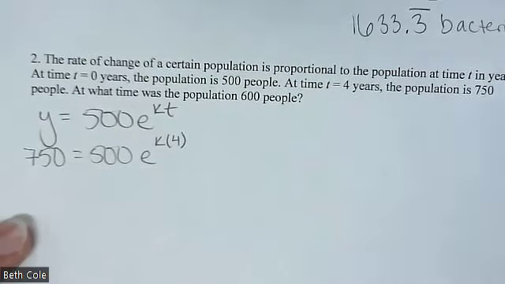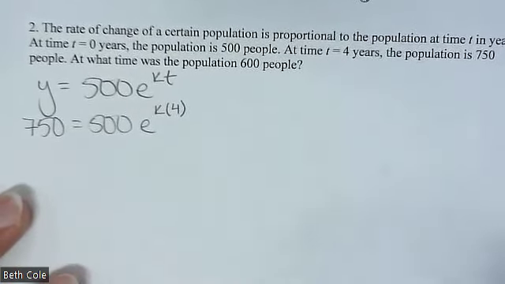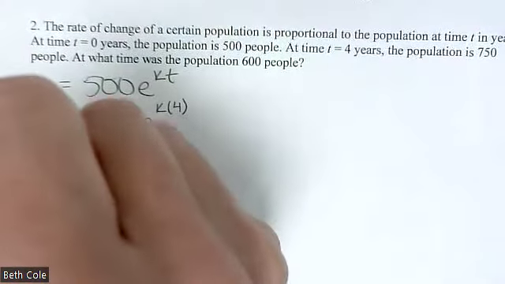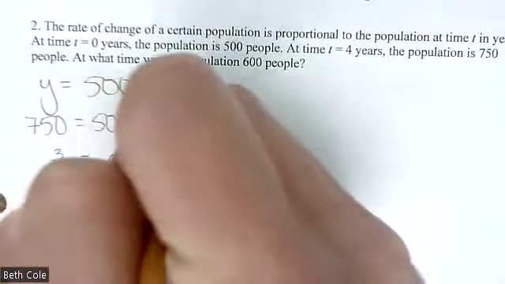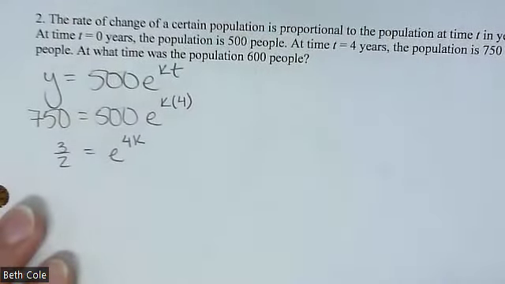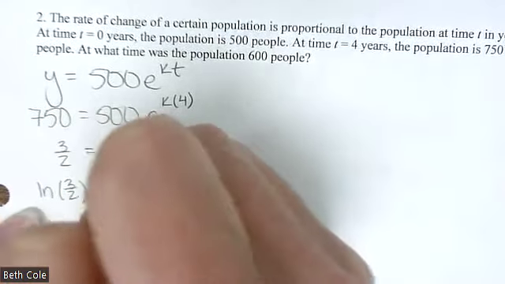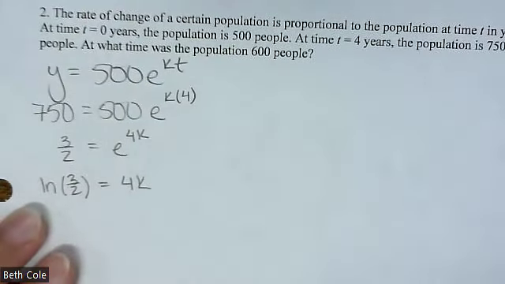And then you solve it for K. K is the thing that you're missing. So you would divide over the 500. That would reduce down to 75 over 50, which what would that reduce down to? 3 over 2, 3 halves. So 3 halves equals e to the 4k, then what? ln, so ln 3 halves equals 4k.